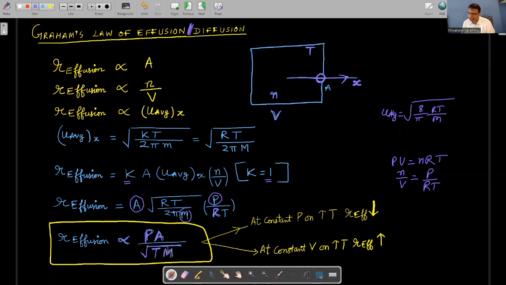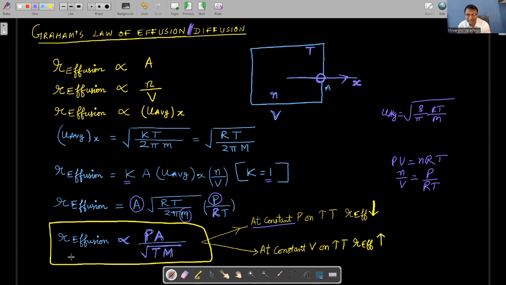Now most of the students remember that on increasing temperature, rate of effusion will increase, because they think that on increasing temperature, speed will increase, so particles will go faster, right? But we have to define under what condition. If the process is isobaric, if pressure is constant, then rate of effusion is inversely proportional to under root T. So on increasing temperature, effusion will decrease.